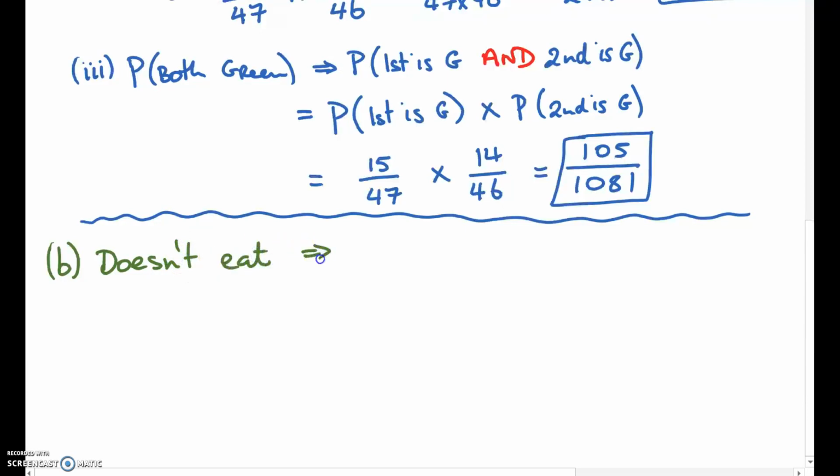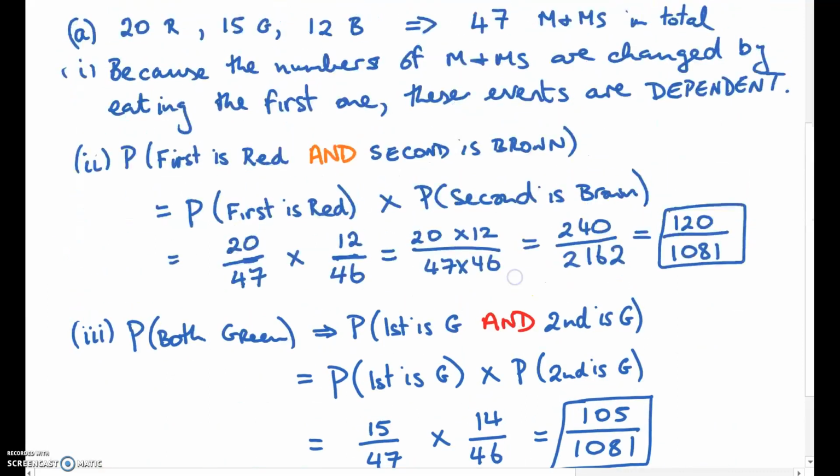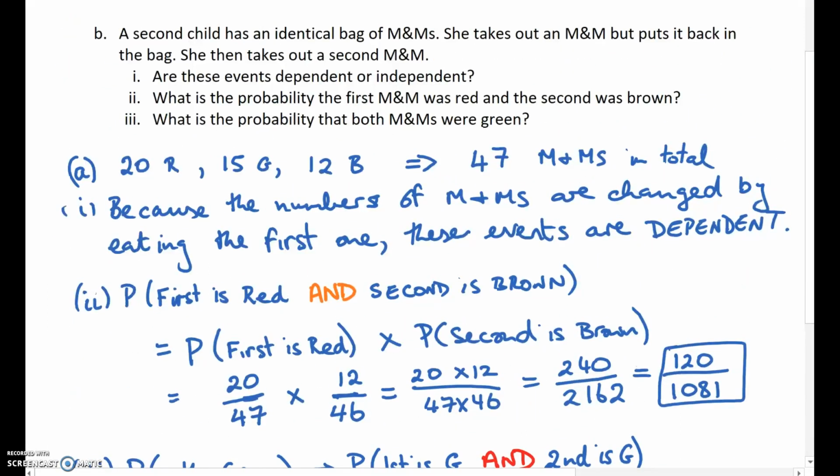So the numbers don't change between the first pick and the second pick. So in that case, these two events are independent. The first one doesn't change the numbers of the second one. Okay, and I think the rest of the other two problems are the same as they were before.